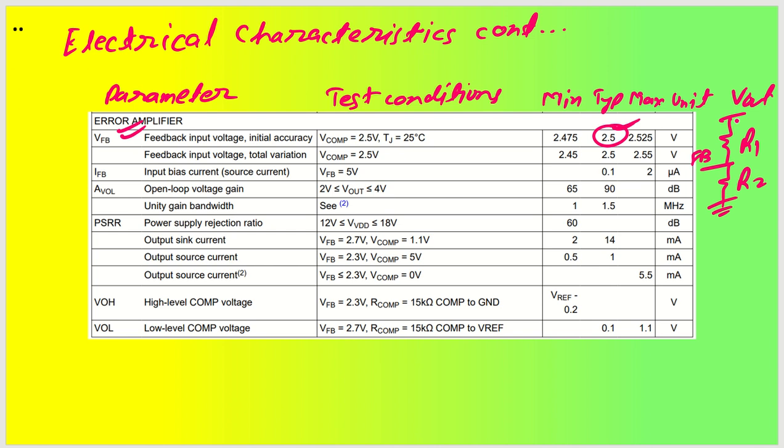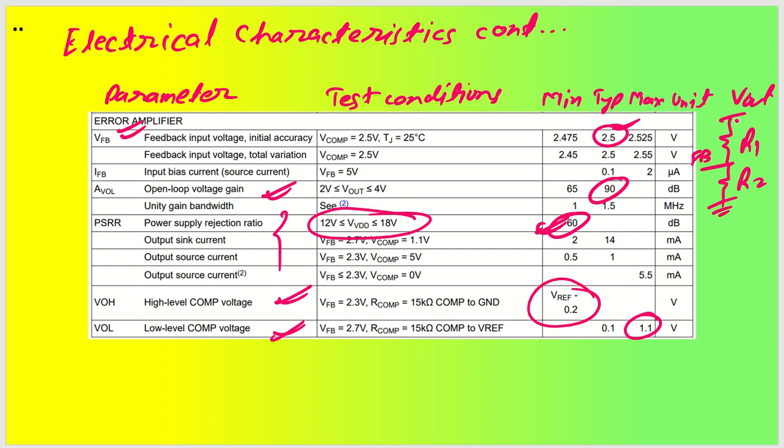Okay, as you can see, we have open loop voltage gain, which is going to be 90 dB typical values, and we have PSRR. Good PSRR is there, minimum 60 dB, so generally it is a very good parameter. For VDD range of 12 volt to 18 volt, we have high level compensation voltage, low level compensation voltage. So you can see maximum you are going to go ahead with 1.1 volt for low level, and minimum you are going to go ahead with V reference minus 0.2, that is 4.8 volt, right?